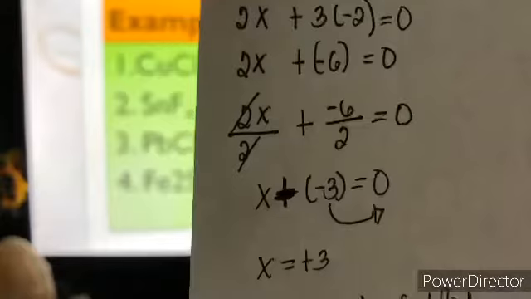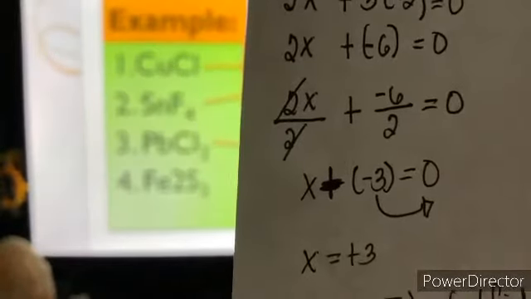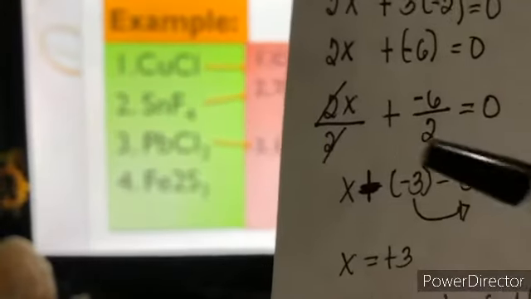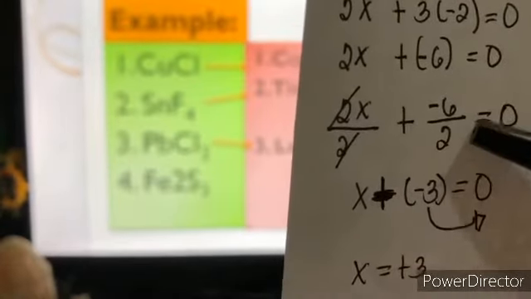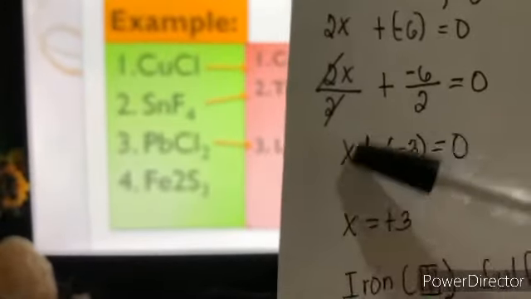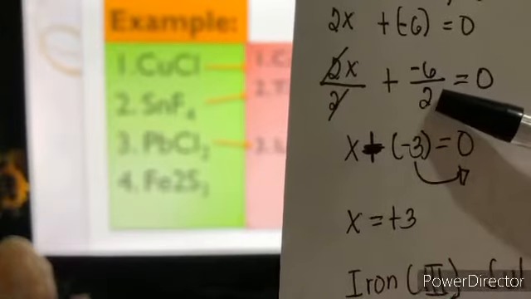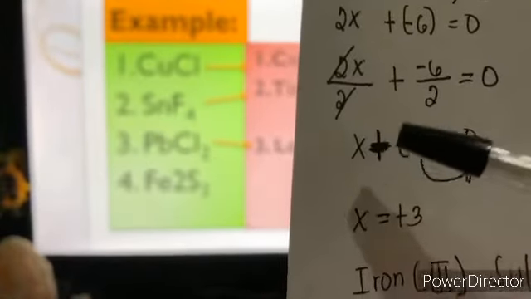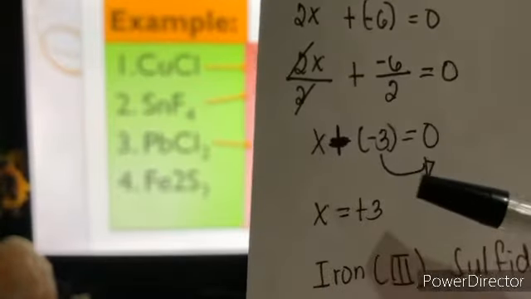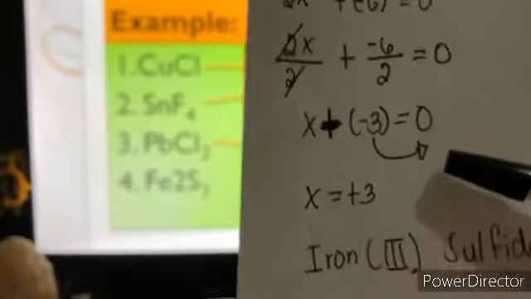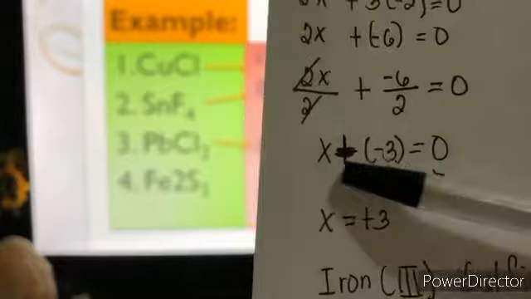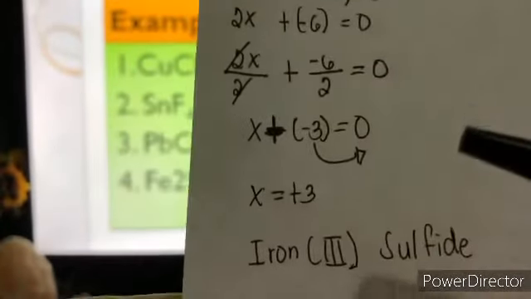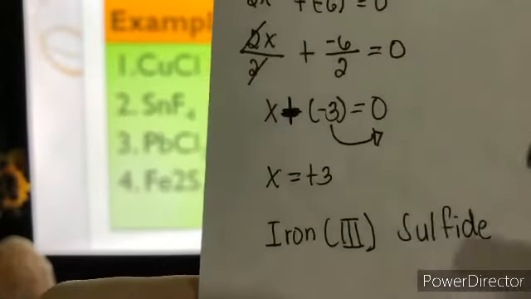In order for us to get the charge of the iron, let us divide both sides by 2. So 2x divided by 2 plus -6 divided by 2 equals 0. Now cancel, so x plus -6 divided by 2, which is -3. So x plus -3 equals 0. Again, transferring the charge from left to right, from negative it becomes positive. So x, or the charge of the iron, is positive 3. So the name becomes iron(III) sulfide.